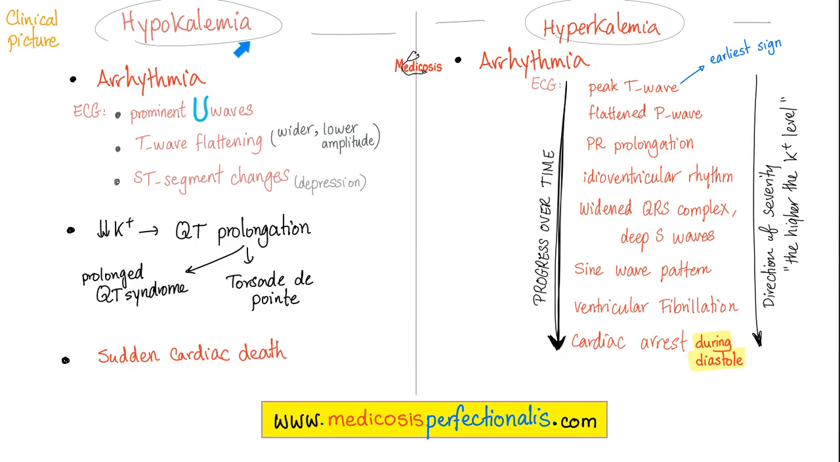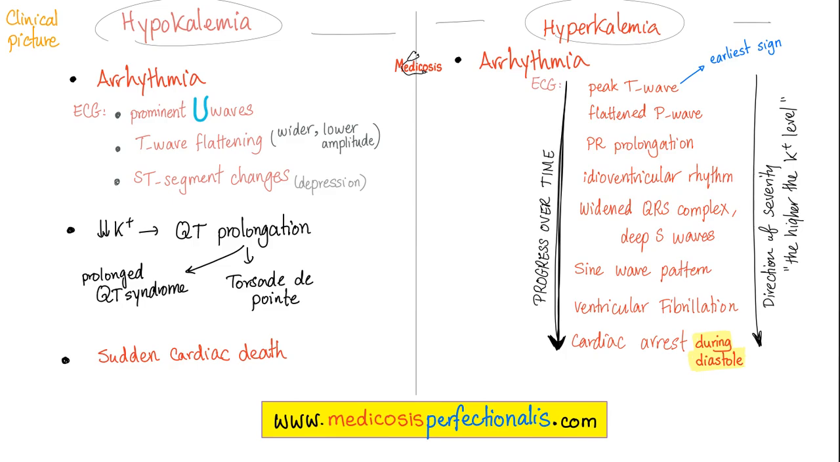Hyperkalemia is even more dangerous than hypokalemia. You get peaked T waves, this is the earliest sign. And then, the worse the hyperkalemia, you will go down the tubes. So, you get flattened P wave, PR prolongation, idioventricular rhythm, widened QRS complex, deep S wave, sine wave pattern, ventricular fibrillation, cardiac arrest during diastole, and you will die.